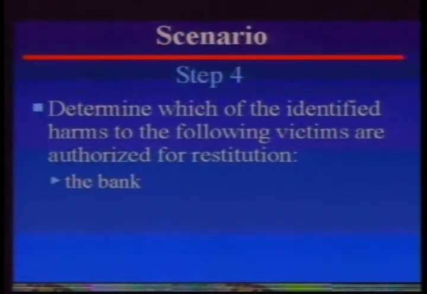Okay. Good. We have some other victims we'll look at and see what the harms were to those victims that are going to be compensable. Tellers A, B, and C. Now, for Teller A, we've identified some harms to Teller A. Which of those harms are going to be compensable? Who wants to weigh in on that?